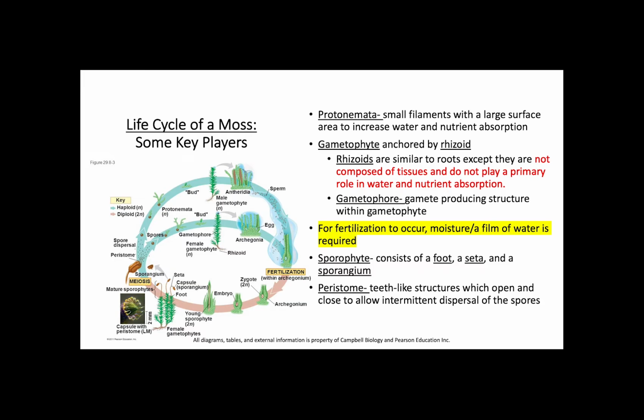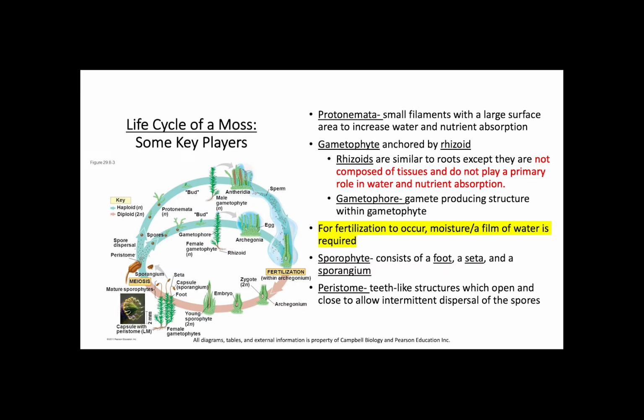Gametophytes are anchored by a rhizoid, so that's going to be pretty much the next step in this life cycle, although these key players are not necessarily in order. And rhizoids are going to be similar to roots, except they're not composed of tissues and they do not play a role in water and nutrient absorption. They strictly anchor the gametophyte.